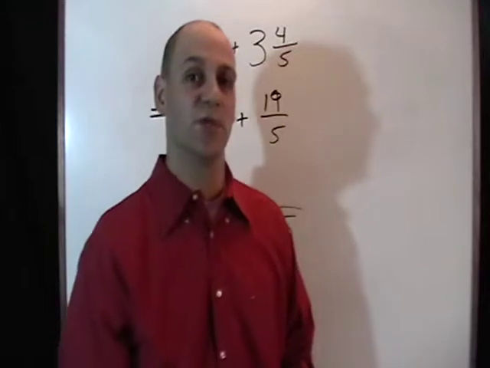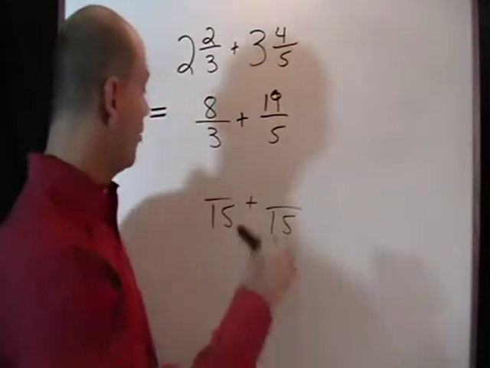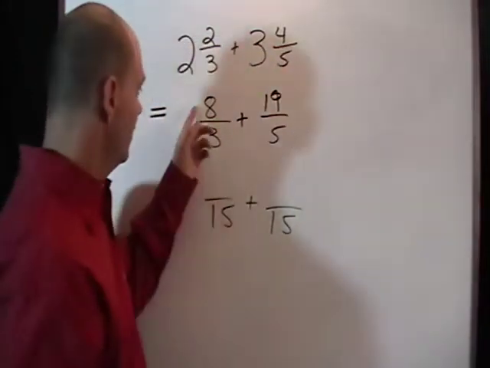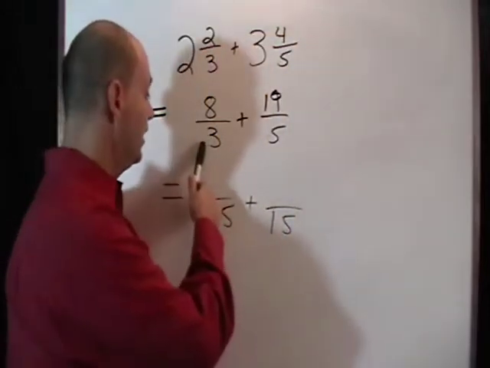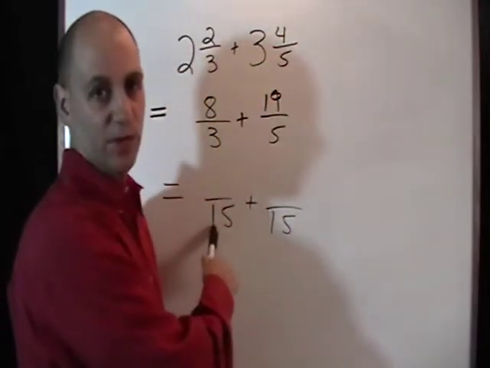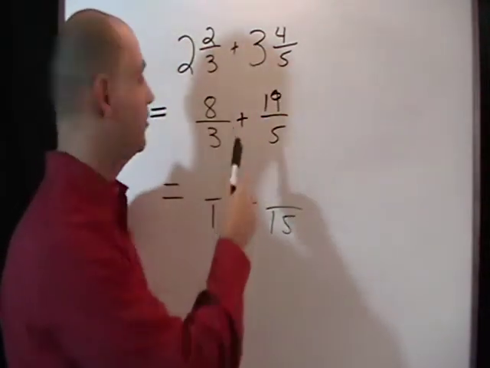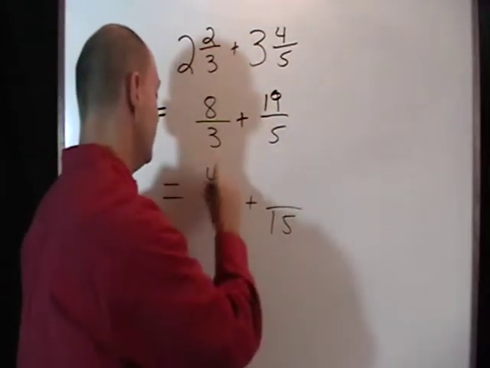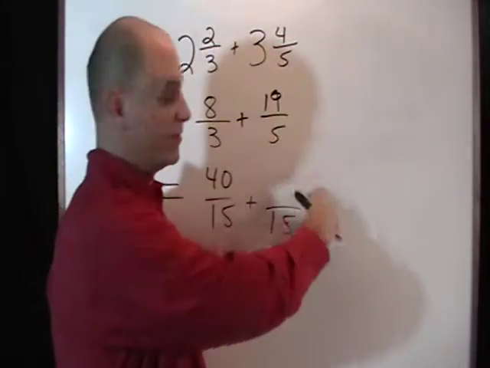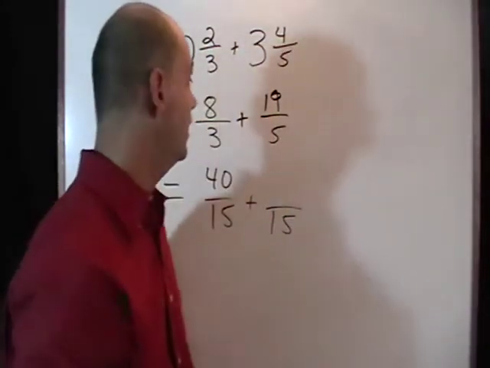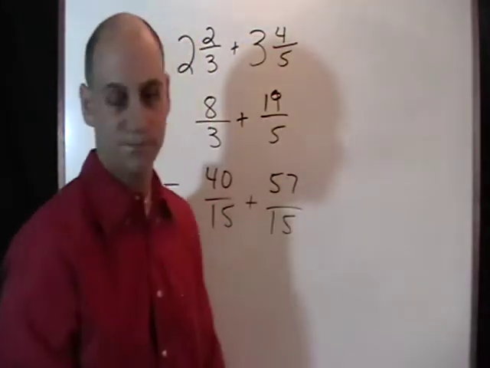In some cases, you might have to do some additional calculations to figure out what the lowest common denominator would be. So now we have to figure out what is 8 over 3 as a fraction of 15. So the way to do that is to have a look at 3 and think about how did we get to 15 from 3? Well, we simply multiplied by 5. So whatever you do to the bottom, you have to do to the top. So we're going to multiply the top by 5. 8 times 5 is 40. And similarly over here, what did we do to 5 to get to 15? We multiplied by 3, so we're going to multiply 19 times 3, and that's going to give us 57.